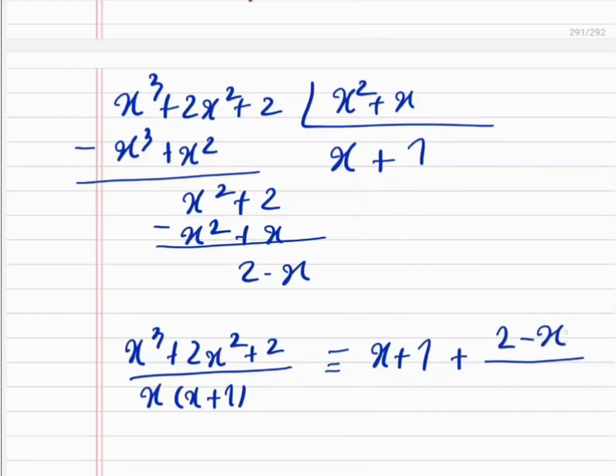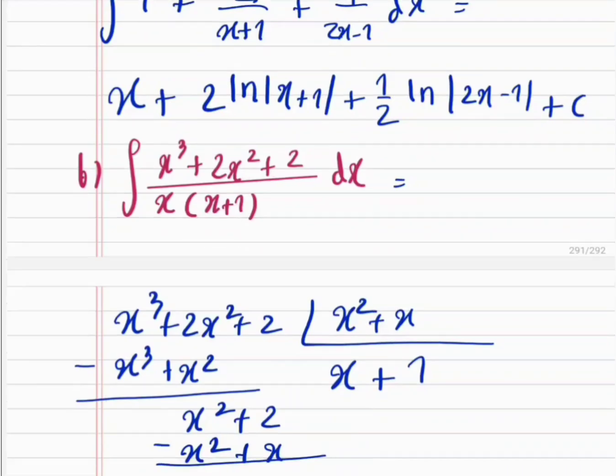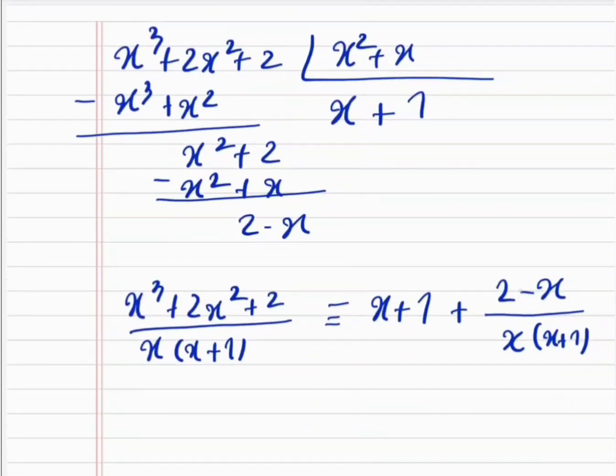And then the actual partial fraction is for this part, because here we write down the remainder, and here is the divisor, in this case x times x plus 1, so essentially the number on the denominator. So we always have the remainder here, and the divisor here.